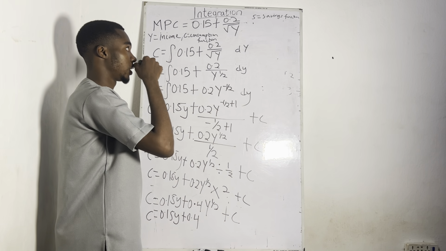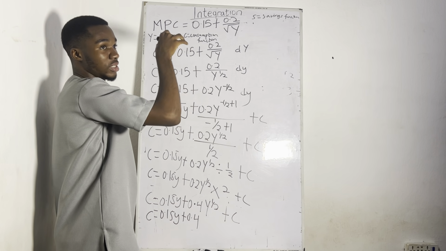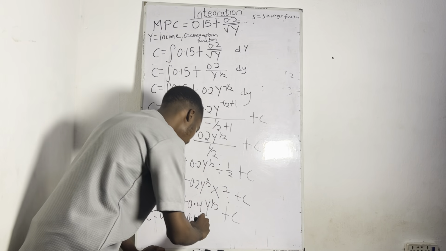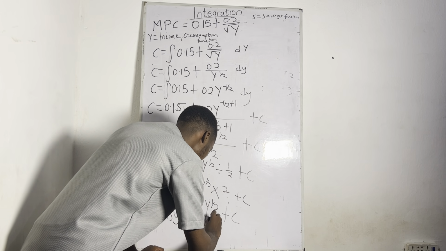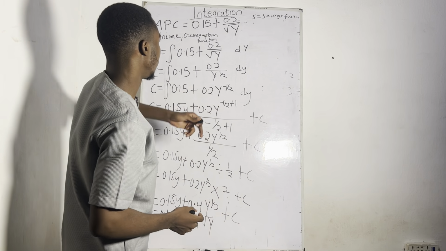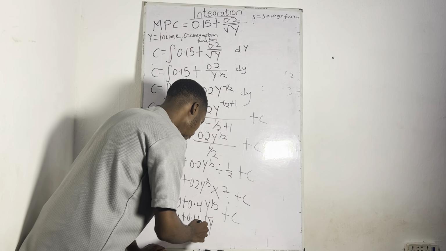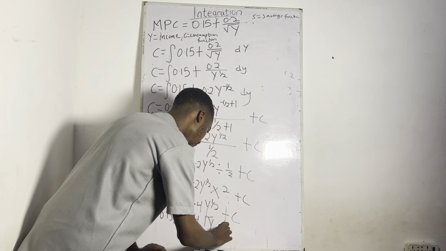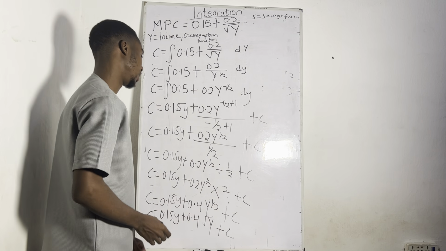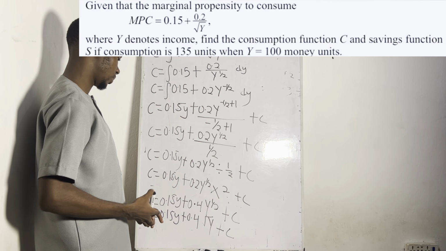Remember per what I explained earlier, when you have root exponent and number, it is the same as what's in the root exponent half. So y exponent half is the same as root y. That's what we did here. So 0.4 root y plus c. You get it? So you can either leave it here or leave it here. So this becomes our consumption function.